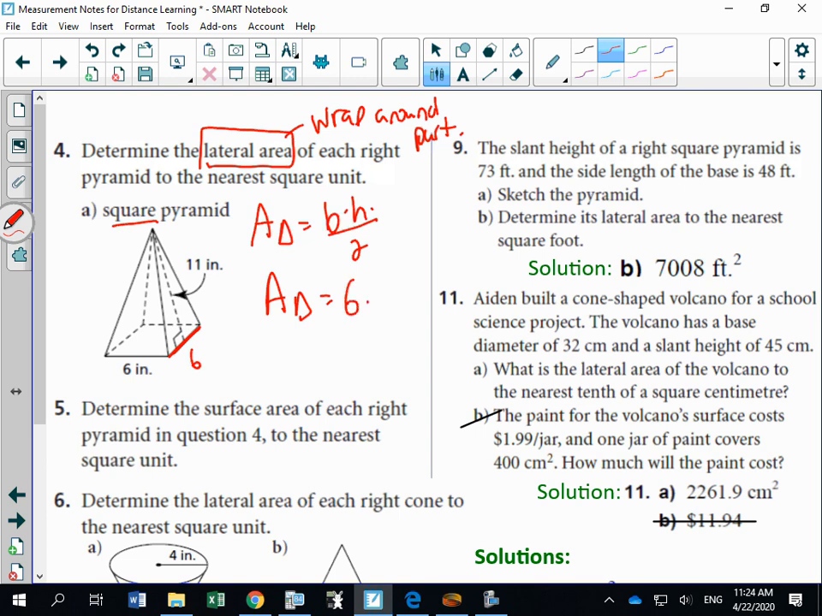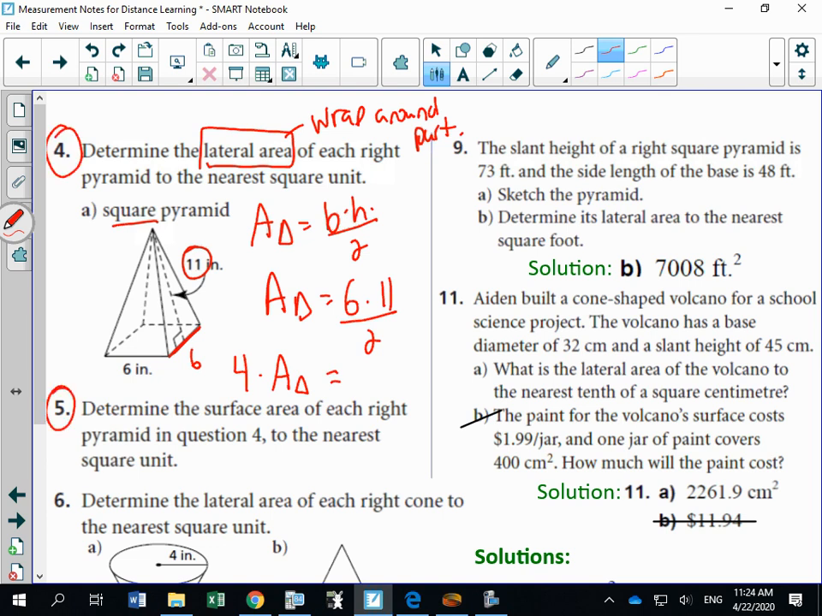So 6, and the height of the triangle is 11, divided by 2. When you do this on your calculator, make sure you type in your numerator first, hit enter, then divide it by the denominator. That will give you the area of one triangle. But remember, this pyramid has 4 triangles. So once you get the area of one triangle, get the area of all 4. So I want you to do question 4.